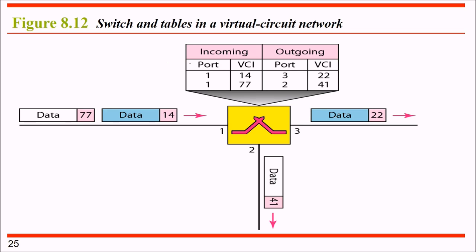So the switches and tables in a virtual circuit network would be like this. For an incoming, this is port 1. The VCI, or the virtual circuit, is 77. For this data, it will be 14. And for outgoing, this data is reassigned the value of 22, which takes this path, and this second one takes this path. See, the VCIs are changing, virtual circuit.